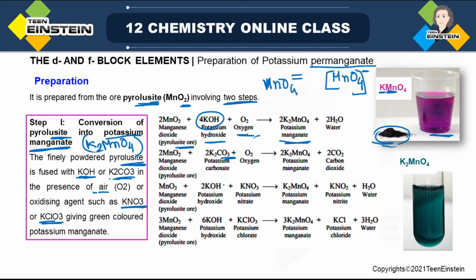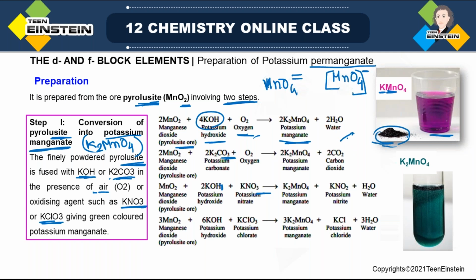Here we have used KNO3 instead of using oxygen. And for fusion, we have taken KOH. Pyrolusite has to be there. It is a common reaction partner that is present in all the 4 equations.